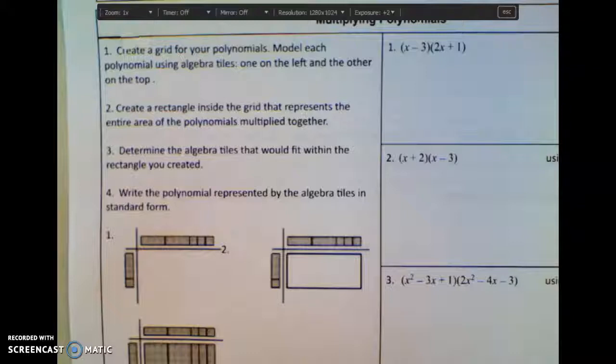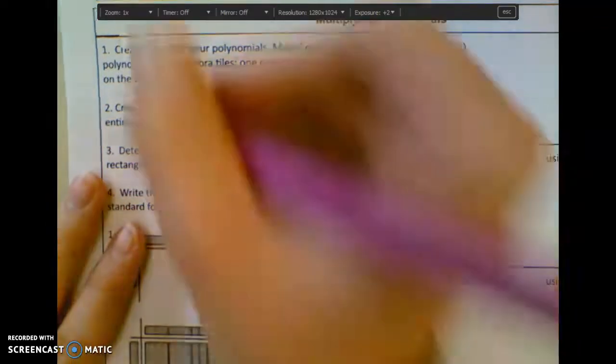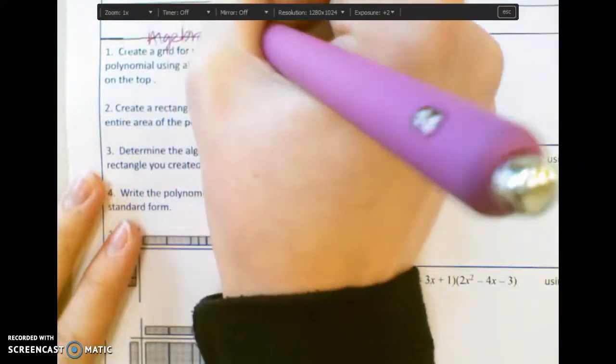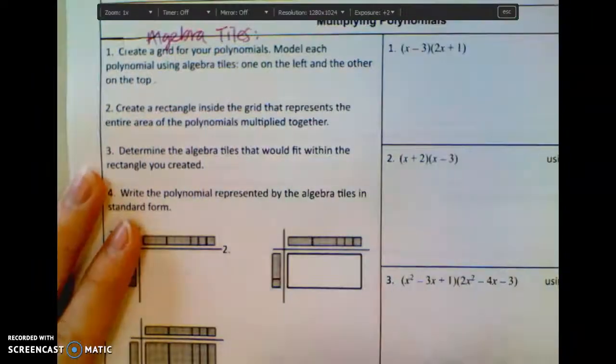Alright, in 11.3 we are multiplying polynomials. So there are 3 different ways we can do this, and the first way is using algebra tiles. And that is what this explanation is. So for algebra tiles, here's our process.